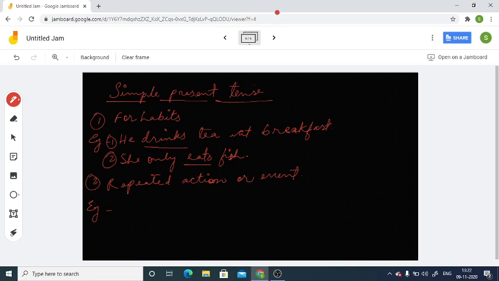Example, it rains every afternoon in the hot season. In the hot season, which means summer season or monsoon season. So during monsoon season, we often see rains in the afternoon. So it rains every afternoon in the hot season. So this is the repeated event or action that happens.